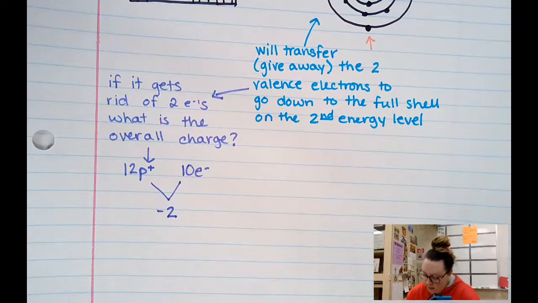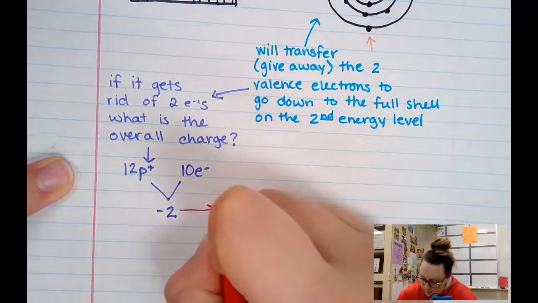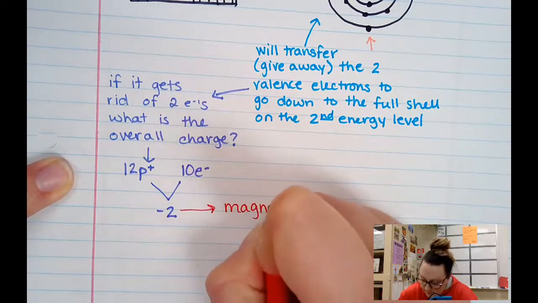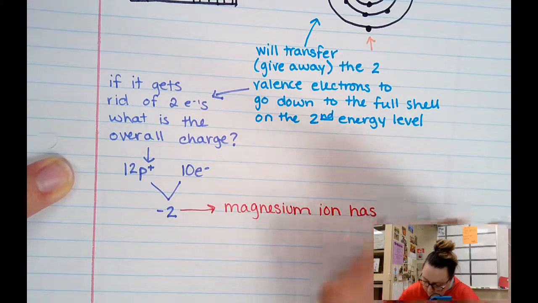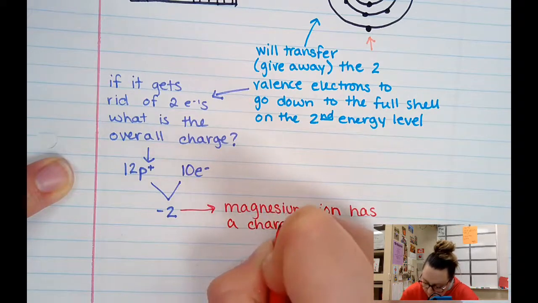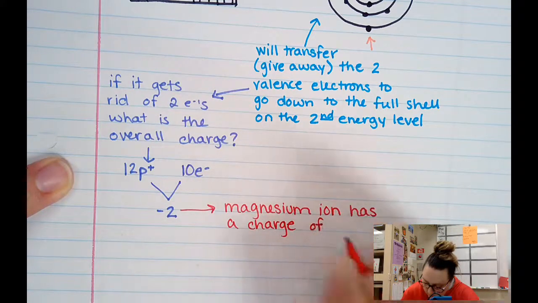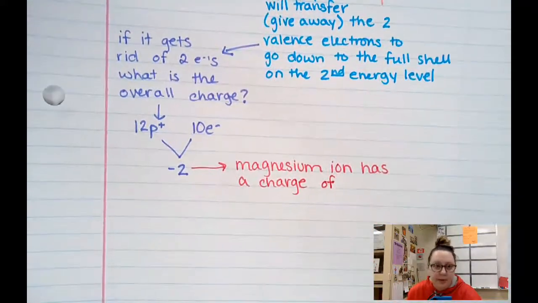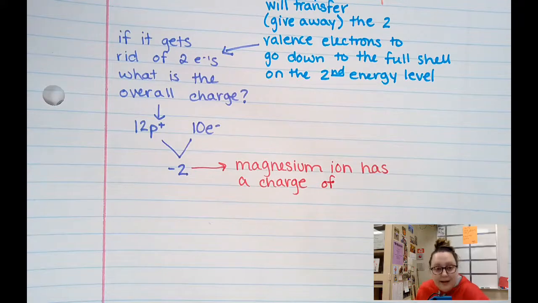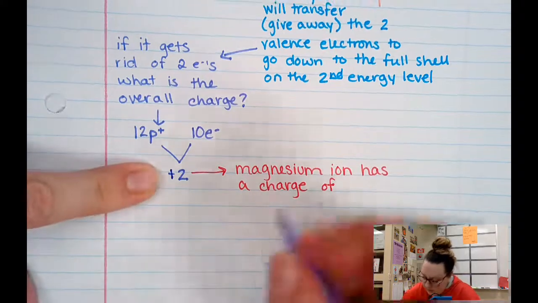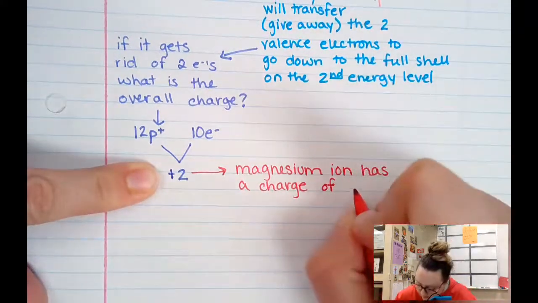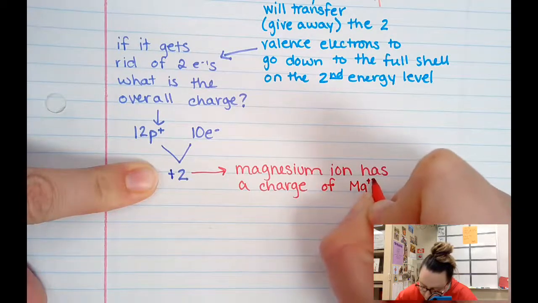So now we know magnesium ion has a charge of, oh, why did I say -2? I'm so sorry. You're probably sitting there going, that's wrong. Yeah, it is. 12 positive, 10 negative. That's more positives. That's +2. So magnesium ion has a charge of +2. And when I write that, I'm going to put the atomic symbol with +2.